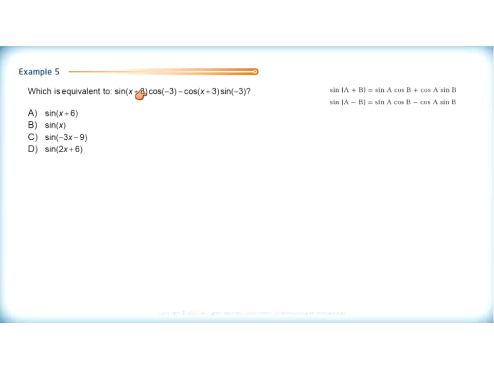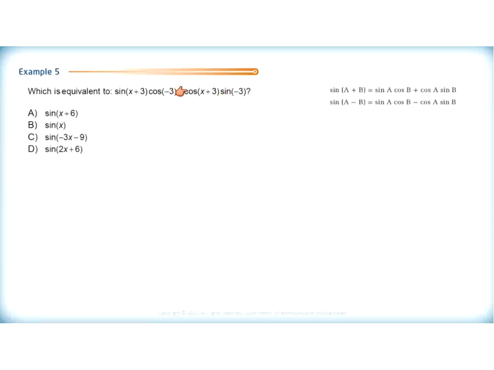Now, I'm not going to rewrite this using my sum identity for sine. I need to look at this and realize that I have sine, cosine, cosine, sine, separated by a subtraction sign. So if I look at my two possible identities for sine, I got a sine, cosine, cosine, sine right there, and I've got a sine, cosine, cosine, sine right here. Same thing here, sine, cosine, cosine, sine.